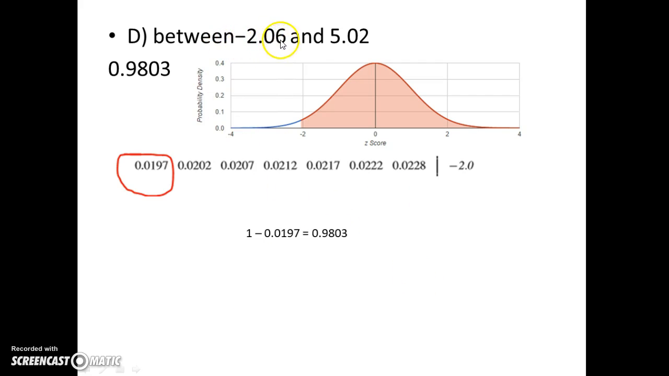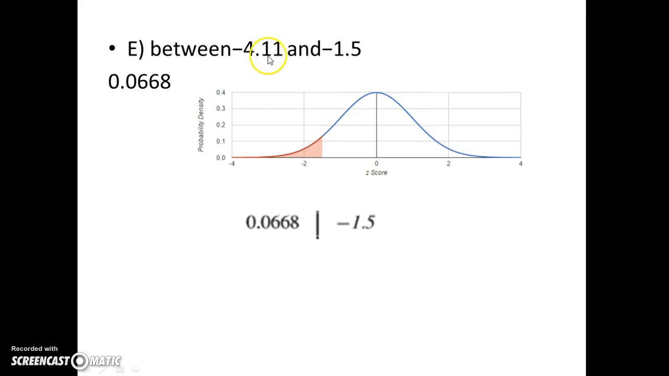Between negative 2.06 and 5.2. So negative 2.06 is over here and 5.2 is far away. When I look at the table, the area which is to the left of negative 2.06 is this number. This is the area, and I know that the whole thing is 1. I basically subtract this from 1. Why? Because this z-score, 5.2, is too far away. It's very close to the end of the curve, so I just basically subtract this from 1.